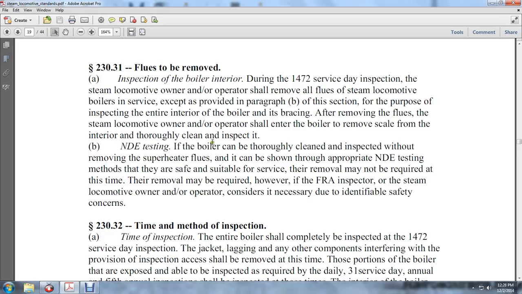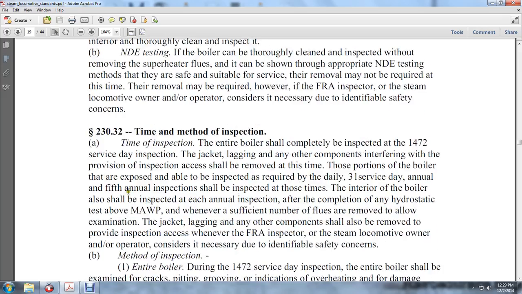NDE testing. If the boiler is thoroughly cleaned and inspected without removing the superheater flues and can be shown with appropriate NDE testing to be safe and suitable for service, removal may not be required. At this time, removal will be required. However, the FRA inspector, steam locomotive owner and operator may consider it necessary to do so to identify safety concerns.